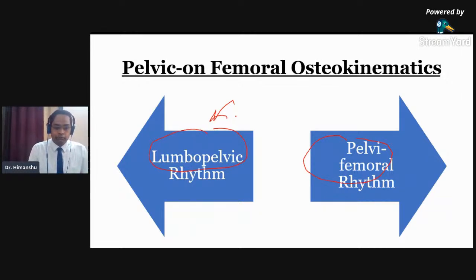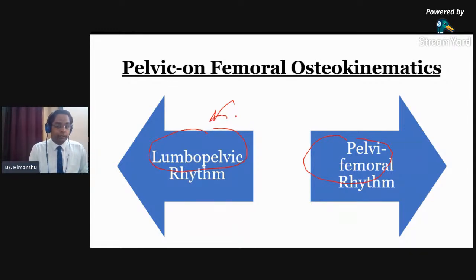Whenever we talk about the lumbopelvic rhythm, there is a compensation of movement during forward bending. If there is a lesser amount of movement, or some hypomobility at the lumbar spine, then more flexion takes place at the hip to compensate for the lesser moving lumbar spine. And when there is hypomobility at the hip joint, the lumbar spine compensates with increased flexion.